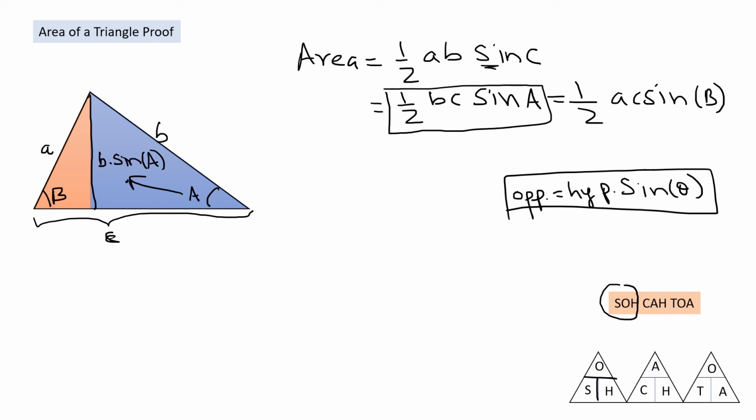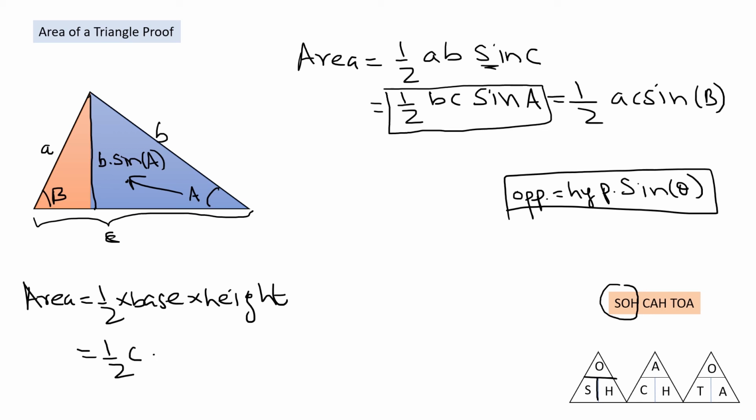Now we know that the area of a triangle is half times base times height. So half times, in this triangle, base is c and height is b sine A. So this concludes the proof: half bc sine A.